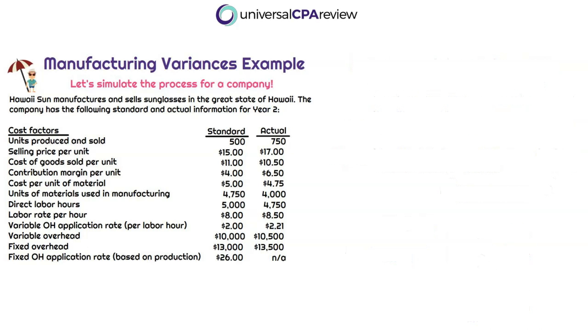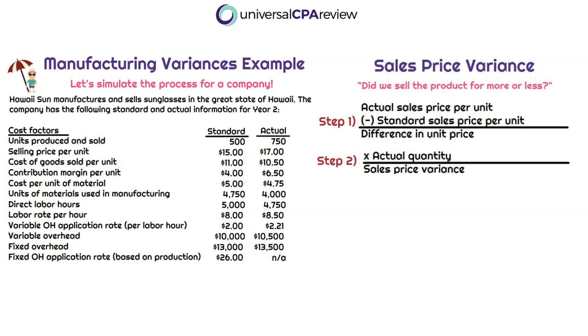So we're going to wrap this up by talking about the sales price and sales volume variances. These are a little bit more straightforward and intuitive from my perspective. So starting with the sales price variance, the question we should be asking ourselves here is, did we have an actual sales price per unit that was higher or lower than the standard sales price per unit?